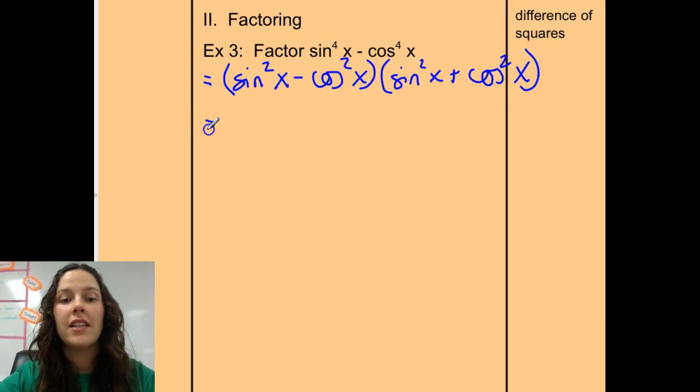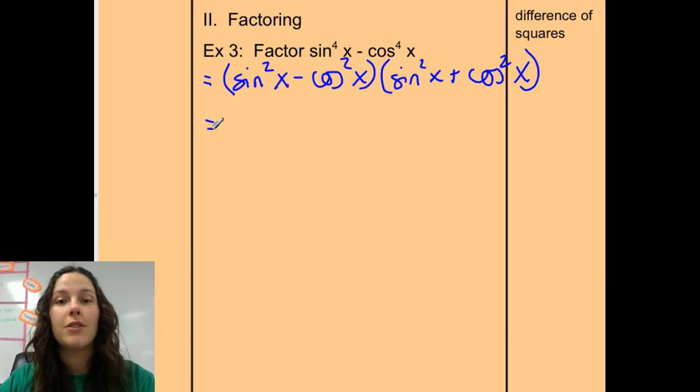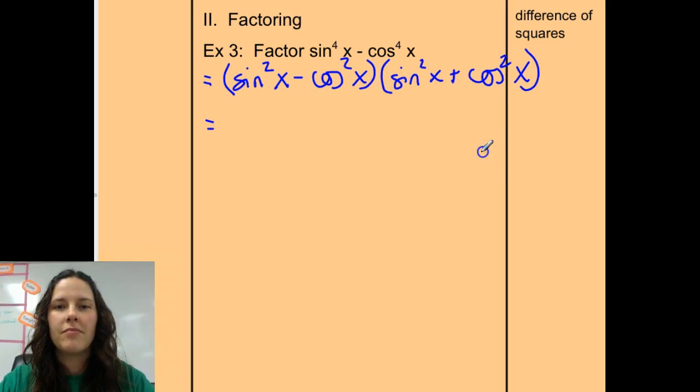Remembering the Pythagorean identity, sine squared plus cosine squared is 1, so we're left with the sine squared minus cosine squared. It might be tempting to continue factoring this with difference of squares, but when you've got two different trig functions, you can't simplify it the same way you can if you only have one. So we're going to use a Pythagorean identity and substitute for either sine or cosine. It doesn't matter which one you choose.